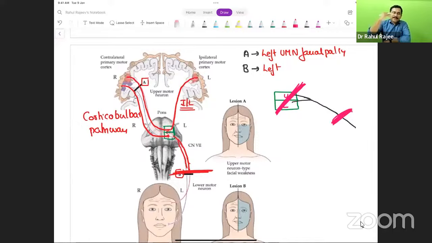UMN facial palsy means any lesion above the facial nerve nucleus. LMN facial palsy means a lesion either at the facial nerve nucleus or the facial nerve. So B is a left LMN facial palsy. Left LMN facial palsy. Okay.